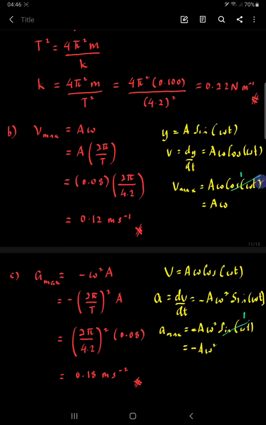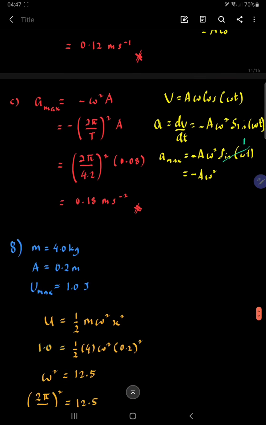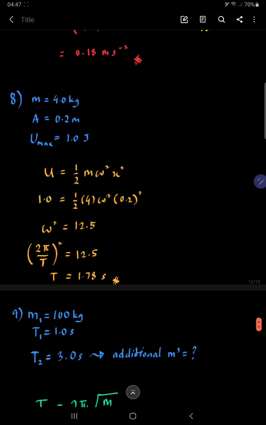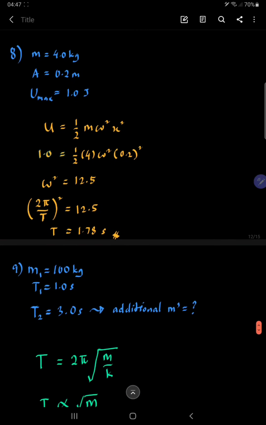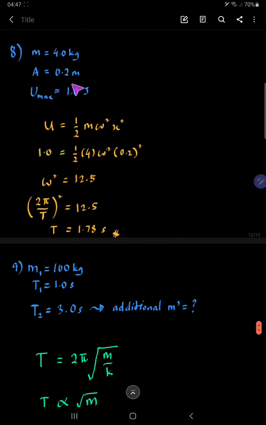Okay, next, question number 8. A graph is given here, which is a U against X graph. So from the graph, what do we have? The amplitude is given, which is equal to 0.2 meters. The maximum potential energy is also given, which is equal to 1.0 joules. And the mass of the object in this case is 4 kilograms.